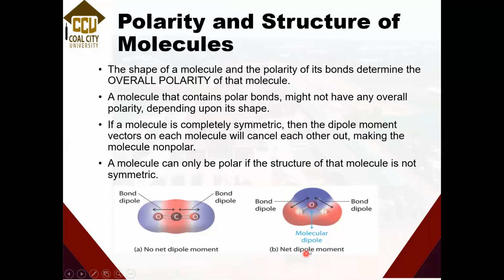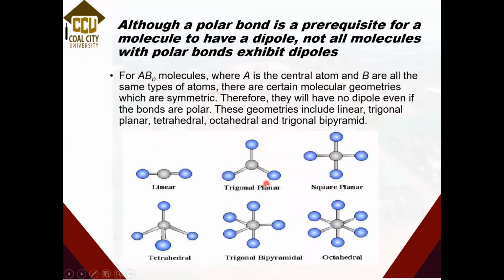So the net dipole moment, if this was to be 4 D and 4 D, the net dipole moment would have been 8 D. But here, if this is 4 D and 4 D, one will be minus 4, one will be plus 4, and they cancel each other out. So although a polar bond is a prerequisite for a molecule to have a dipole moment, not all molecules with polar bonds exhibit a dipole moment.